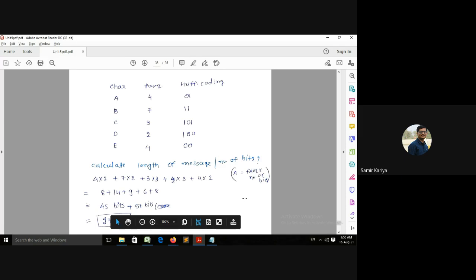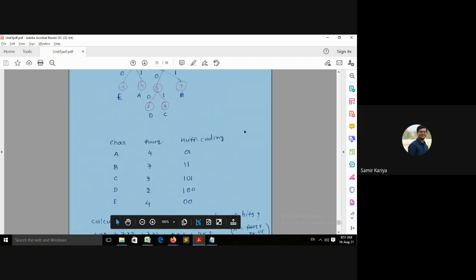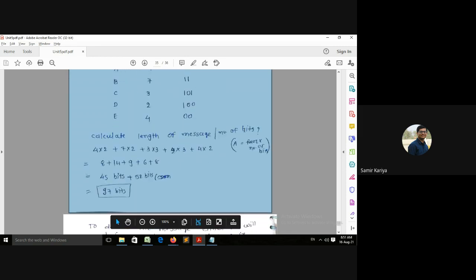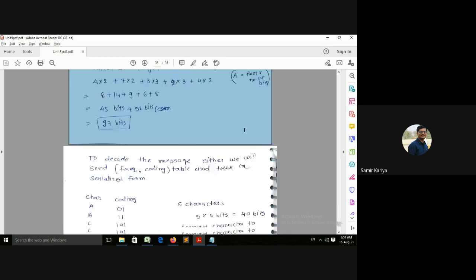For that you also have to send the number of bits, so calculate the length of the message. The number of bits is 4 into 2, 7 into 2. Here the frequency is 4 for capital A, and for that you are sending 2 bits, and similarly for the others. And again it's 52 bits for the table. So the total here is 97.